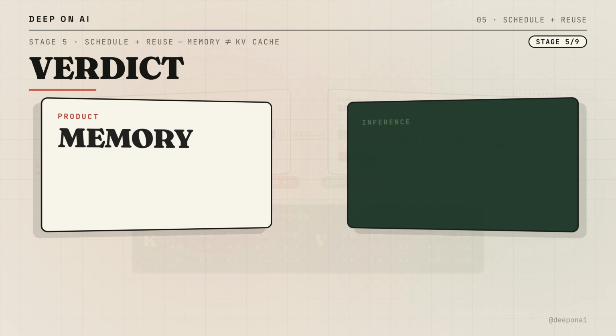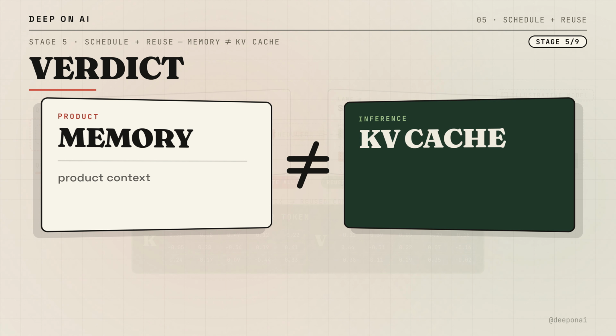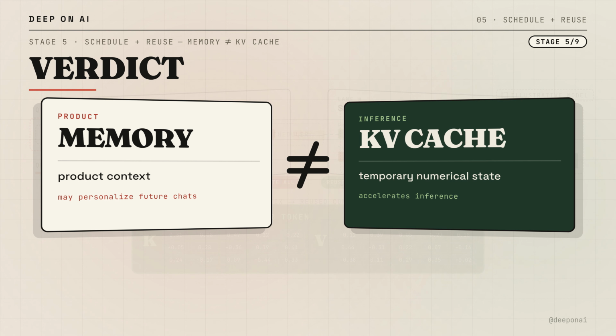This is not the same as ChatGPT memory. Memory stores useful information that may personalize future conversations. A KV cache stores temporary numerical state that accelerates inference. One is product context, the other is computational reuse.